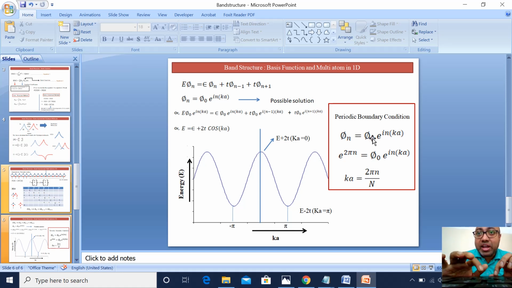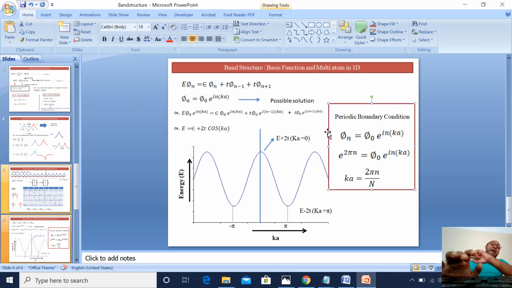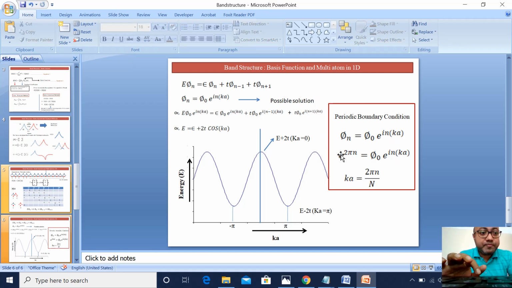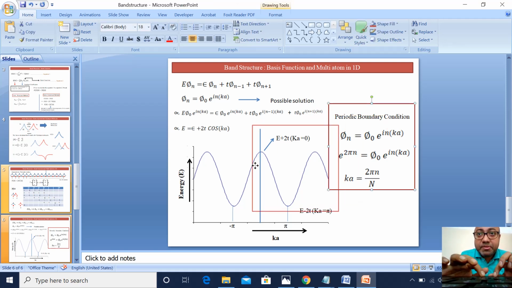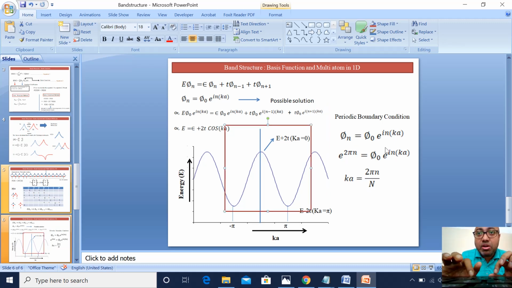So phi n is equal to phi 0 e to the power i n k a. Now this phi n, coming back to the previous one, should be 1, right? That should be 1. Then only, if you come back to your previous one, it should be 1. So e to the power 2 pi i n. Again, there is some typo here. We have to be careful on that part.